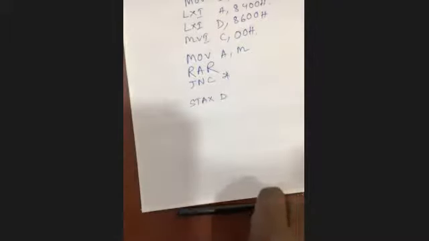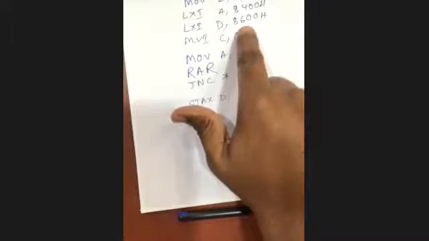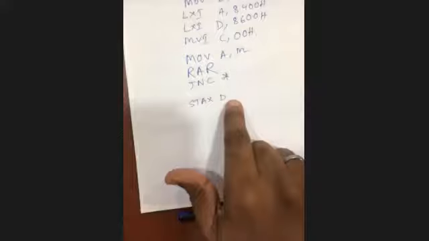So what is the function of STAX D? What is the content of DE? The content of DE is nothing but 8600. So now the content of the accumulator will be copied into 8600H, right?